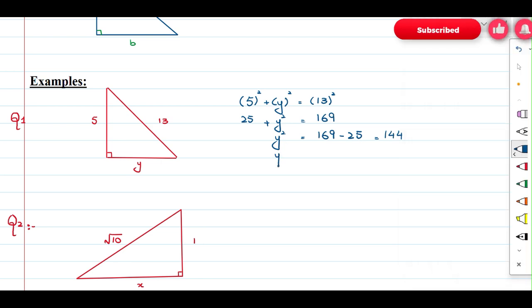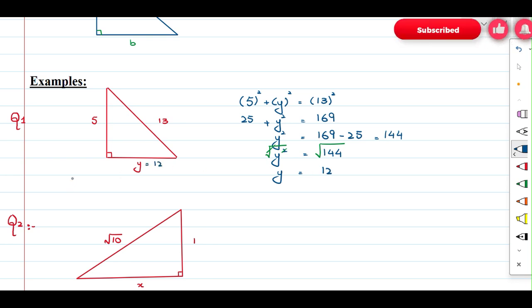So how can we solve this? We can say y square is 144. So what we're going to do, we need to take a square root on both sides. So the square and the square root cancel out. So here you will get the solution, y is equal to 12. So this length is 12, right?